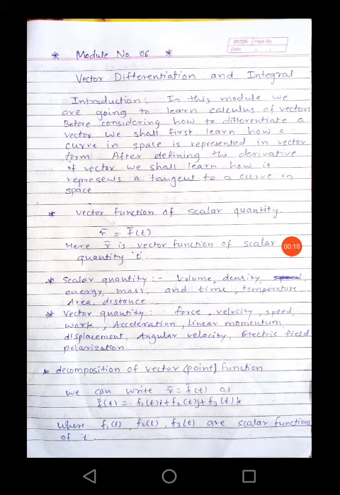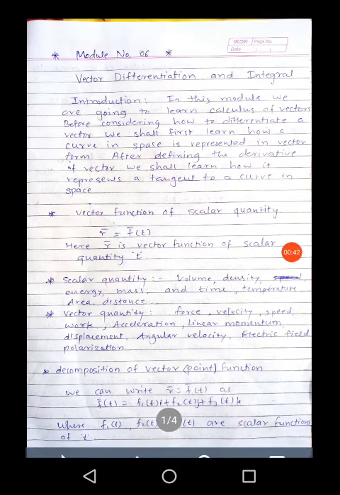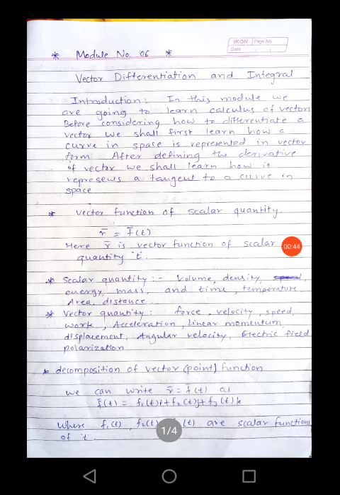Before considering how to differentiate a vector, we shall first learn how a curve in space is represented in vector form. After defining the derivative of a vector, we shall learn how it represents a tangent to a curve in space. A vector function of a scalar quantity: r bar is equal to f bar of t. Here r bar is a vector function of the scalar quantity t.